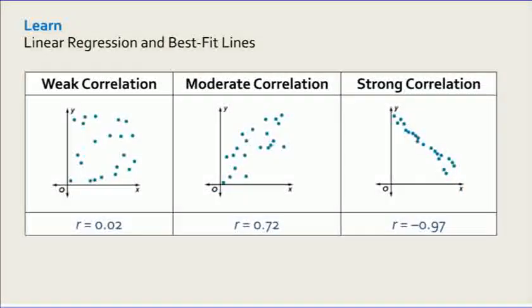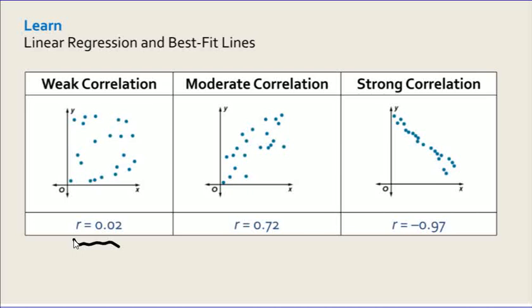Now we have different kinds of correlation. We've got weak correlation, moderate correlation, and strong correlation. Weak correlation means they're just all scattered, and you can see the R is 0.02. If you think of that as a percent, that's like 2%, so it's not real strong. Moderate would be, there's a pattern there. They are getting closer together. So this is roughly 0.72, or like 72%.